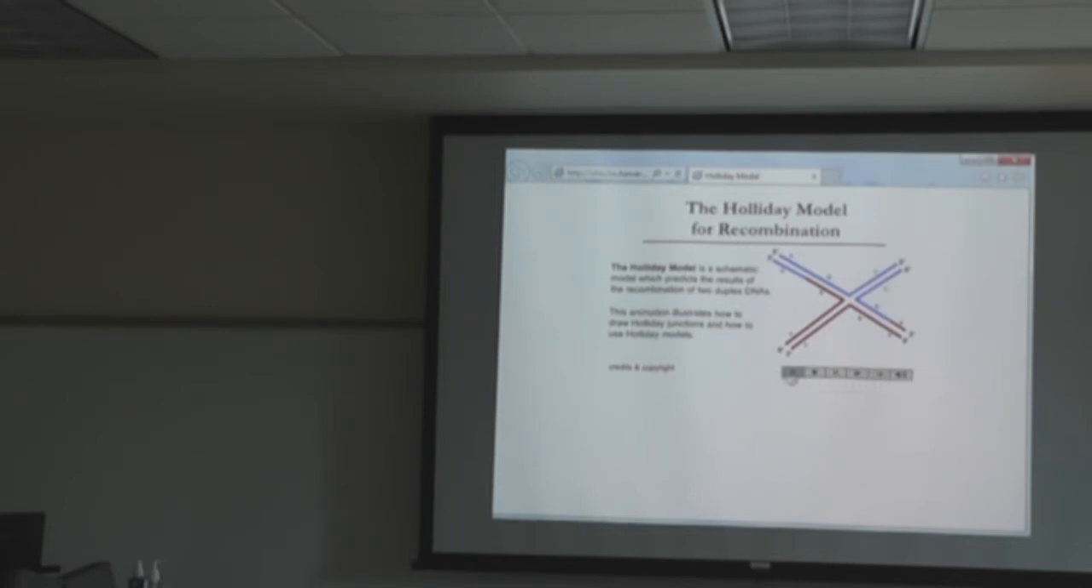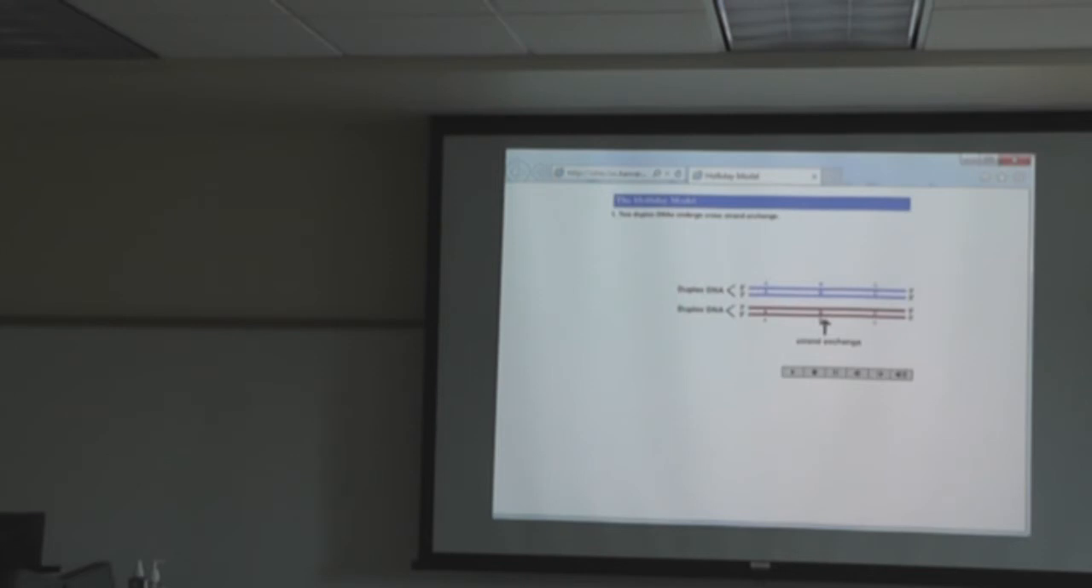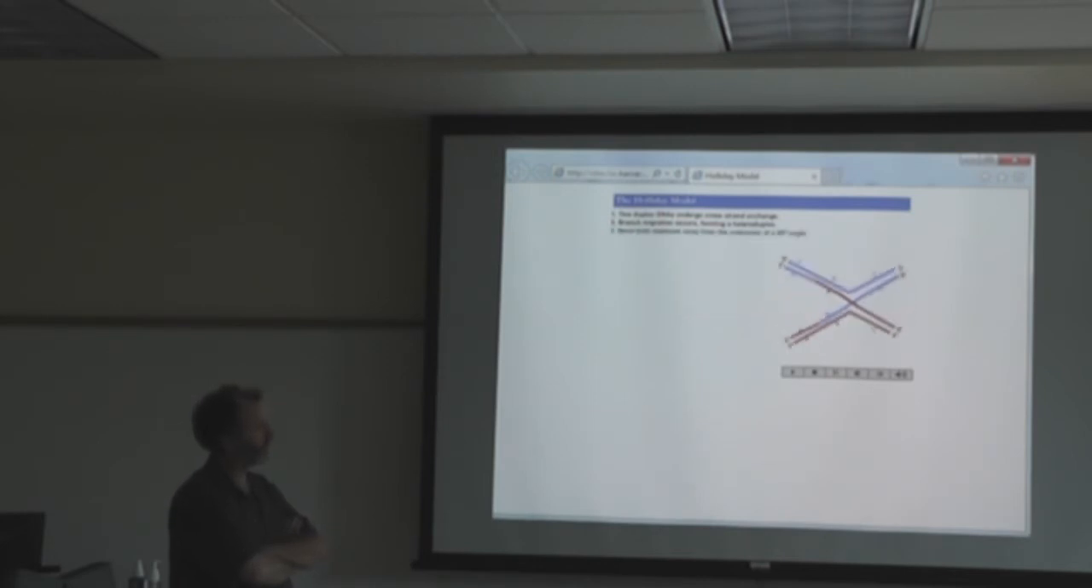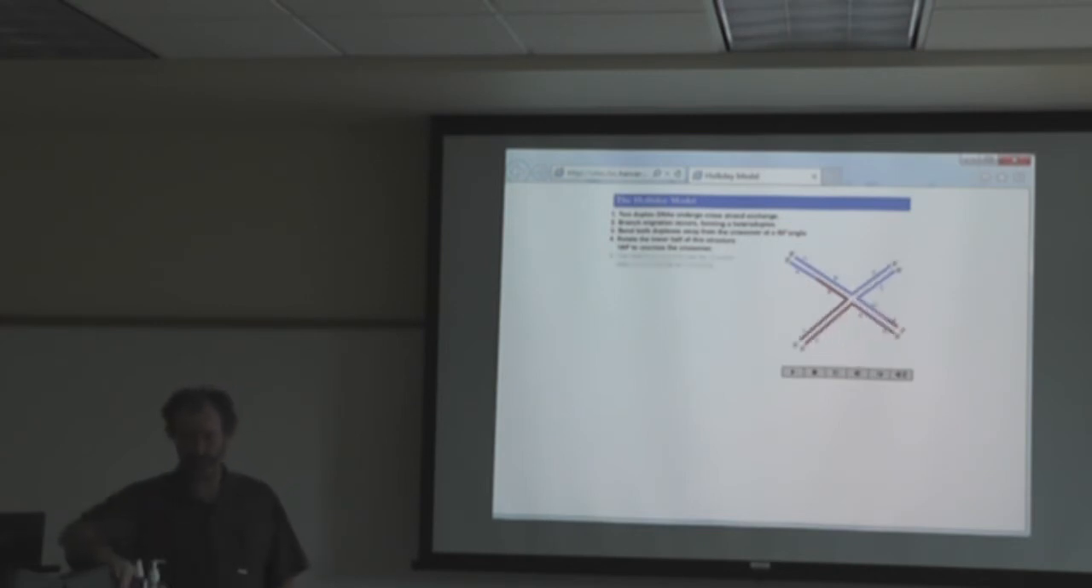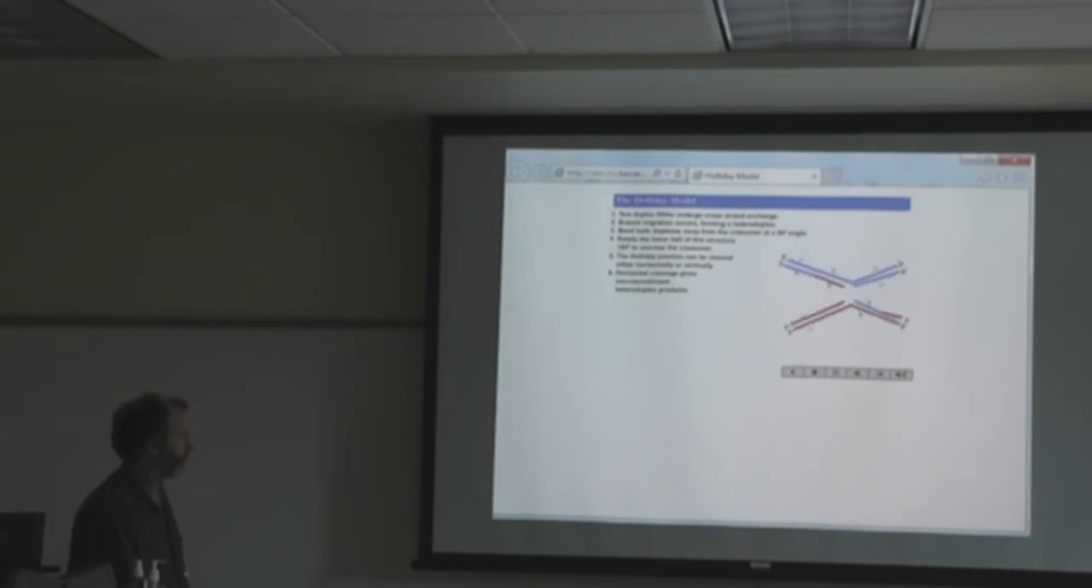It's really slow today. To use the Holliday model for recombination, draw two duplex DNAs which undergo cross-strand exchange. Now branch migration occurs, forming a heteroduplex. Bend both duplexes away from the crossover at a 90-degree angle. Next, rotate the lower half of this structure 180 degrees to uncross the crossover. The Holliday junction can be cleaved either horizontally or vertically. Horizontal cleavage gives non-recombinant heteroduplex products. Vertical cleavage gives recombinant products which are hybrid.